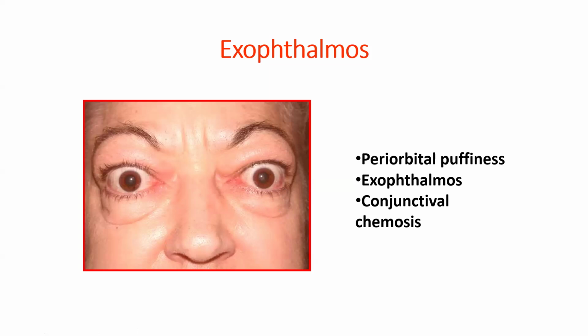So actually, if you stand in the mirror and try, you put your index finger here in the lower eyelid and try to push the conjunctiva upwards, trying to wrinkle it. If it's not swollen, it will not wrinkle.